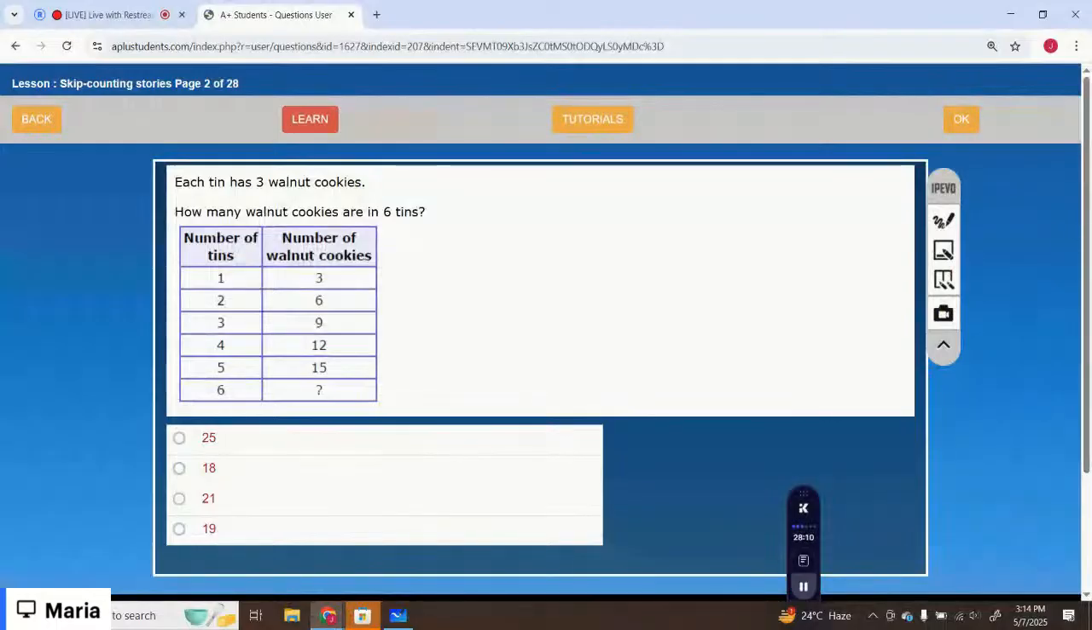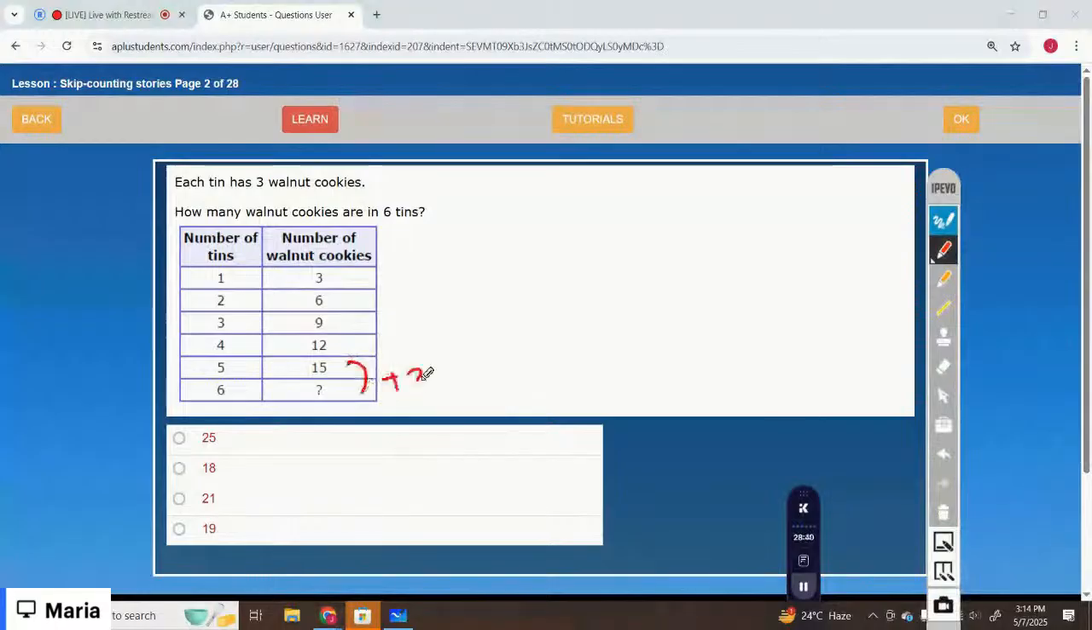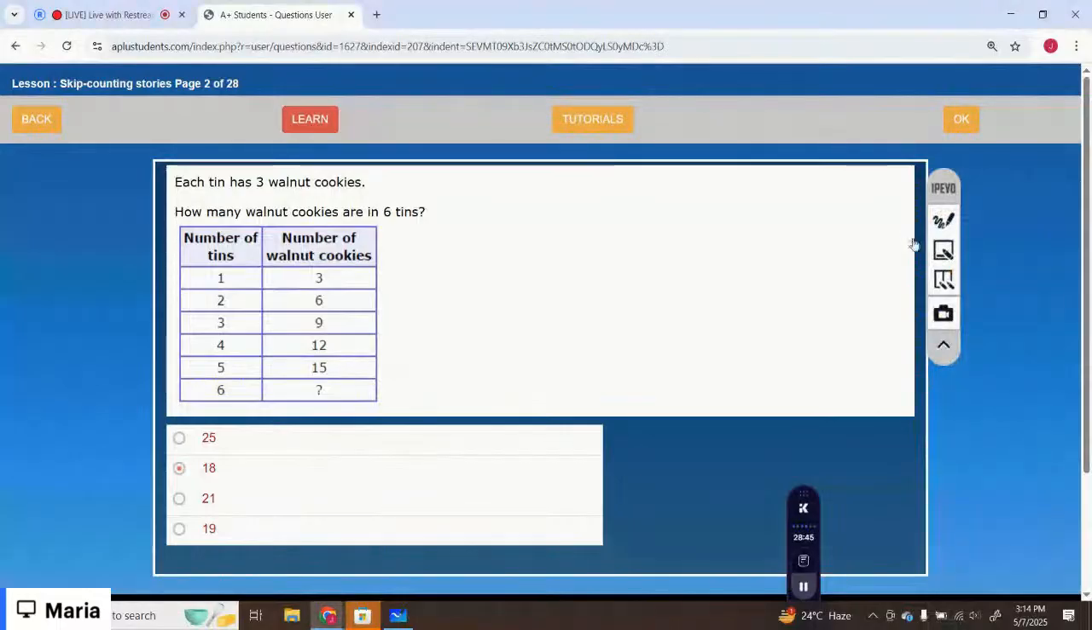Each tin has 3 walnut cookies. How many walnut cookies are in six tins? So 15 plus 3 makes 18. Option number 2 is the correct option. So that means in the sixth tin there are 18 cookies.